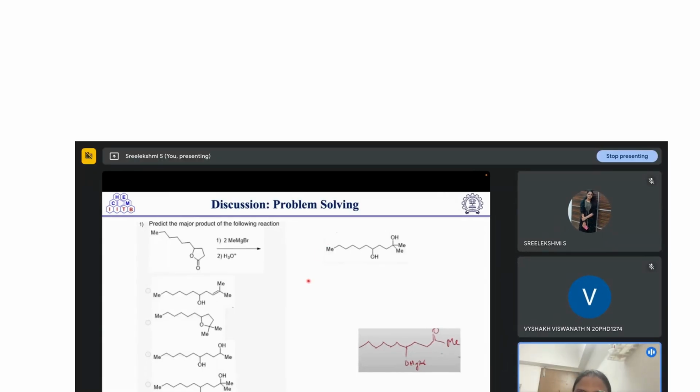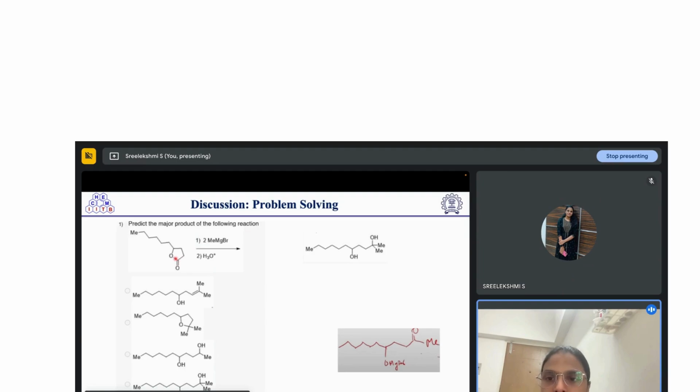So this is what is happening with this reaction. So first molecule of methyl magnesium bromide will add upon this ester, and this bond will be opening up to form this OMgBr here, and here this ketone will be resulting, and over this ketone the second molecule of methyl magnesium bromide will add to form this compound. So the correct answer is option D.